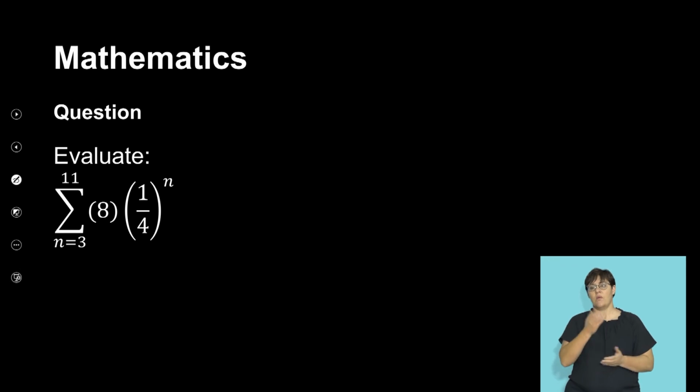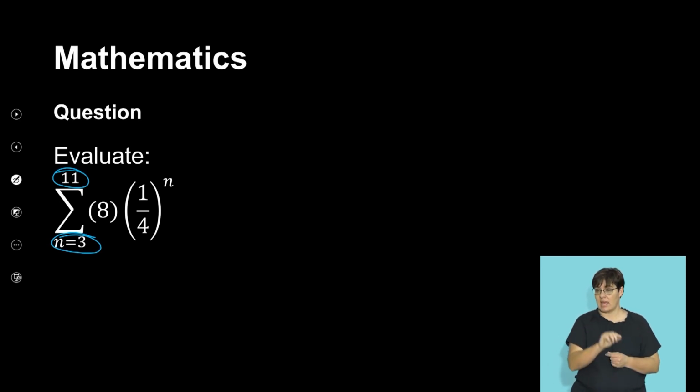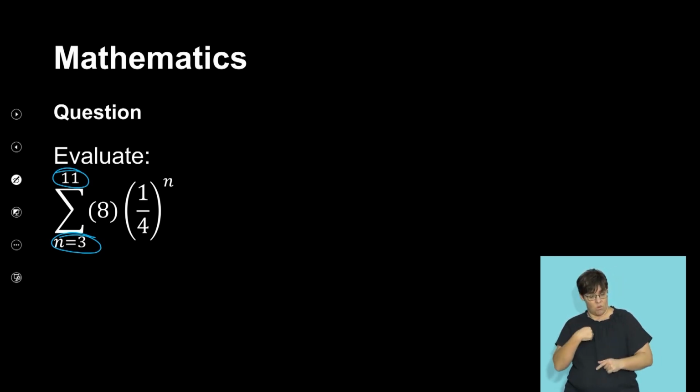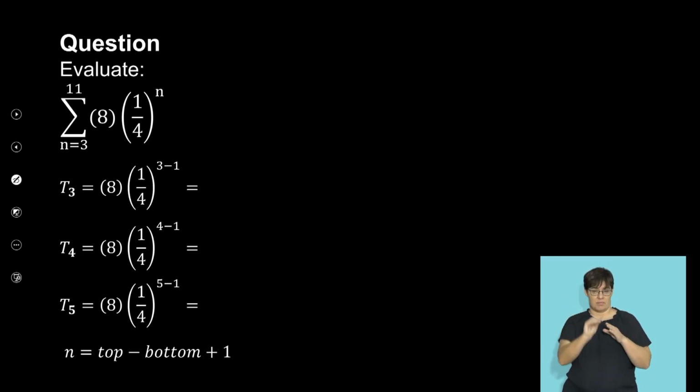We're now going to evaluate the sigma sum where we have 8 times a quarter to the power of n, but please note that we are starting the sum at n is equal to 3 and we are ending the sum at n is equal to 11. Just a reminder, for sigma sums, I actually have to have my a and my d, or in this case my r, because that allows me to substitute into the geometric series formula. So I need to find the first 3 terms of this sequence.